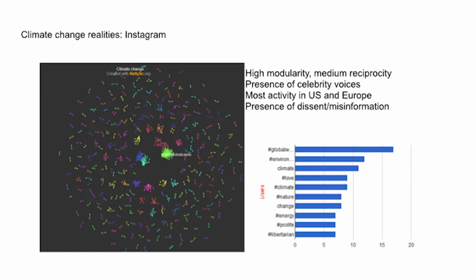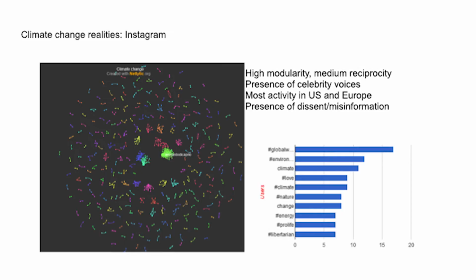On Instagram, we're also seeing the presence of celebrity voices. For instance, you could see in the big green dot on our diagram, Leonardo DiCaprio is a big voice in climate change. And we're able to see geographically where people are posting from on Instagram because people geotag their posts on Instagram in a way that they don't on Twitter. And we're seeing most of our activity in the US and Europe. So again, this is suggesting a bit of a filter bubble exists.